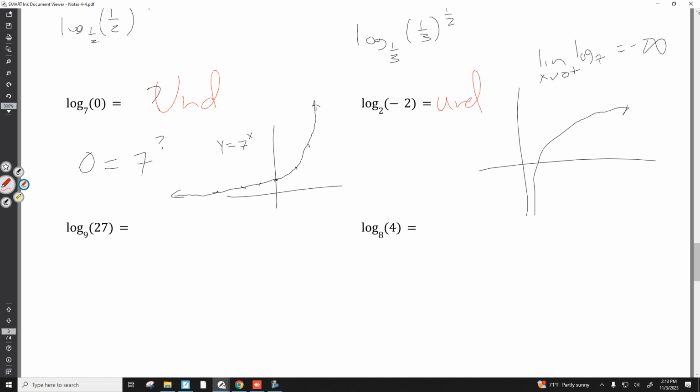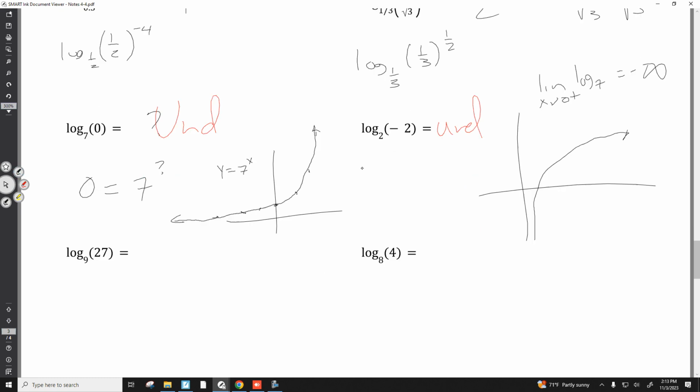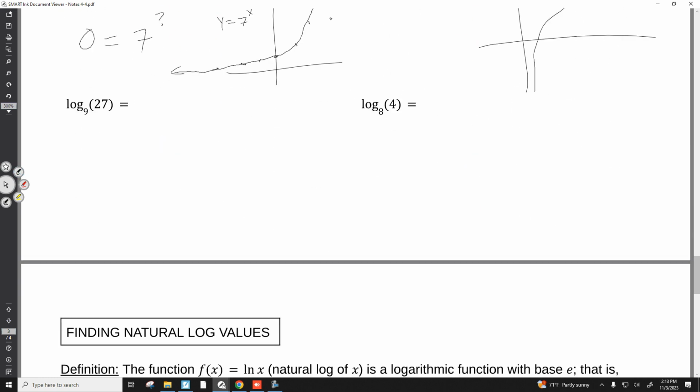Going back to this one, I would maybe start as 1 over root 3 equals a third to what power? The square root of 1 over 3 is the square root of 1 over the square root of 3. So that's why it's a 1/2 power. In the future, we will find there's an easier way to do the last two. Here's what I would do.